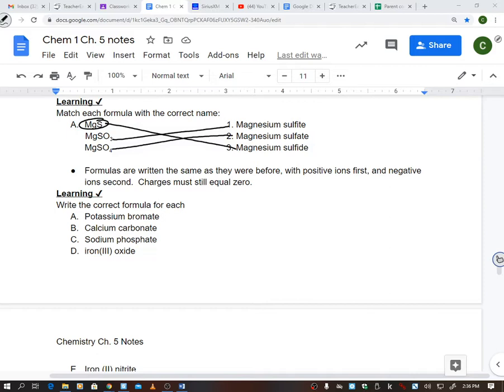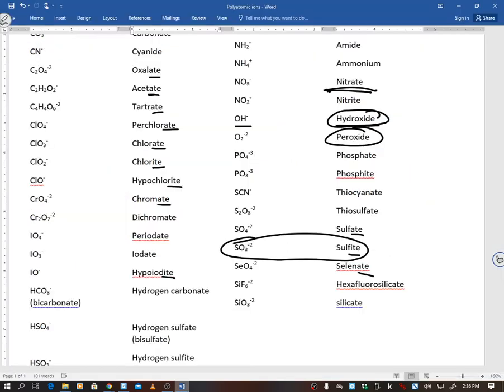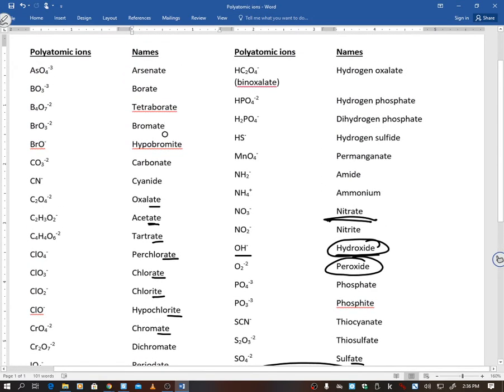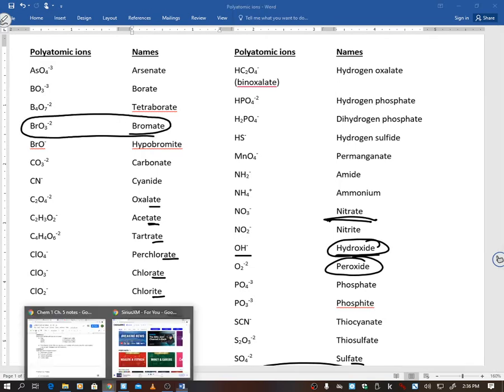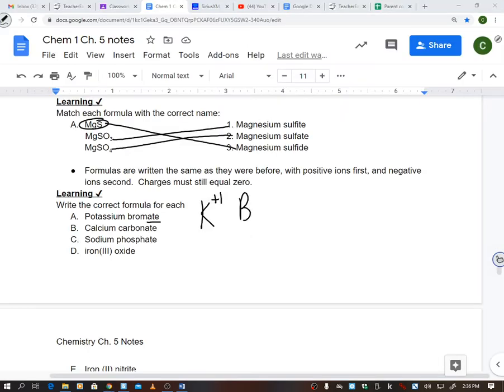So if I'm writing the formula, I've got potassium, which is a K. It's a +1. And I have bromate. Well, as soon as I see this ATE, I'm like, all right, it must be coming from this paper here. So now I'm going to look for bromate, which is right here. It is BrO3, and it is a -2. BrO3, -2. Now I still need these things to equal 0. So if I have a -2 charge, I need another potassium. Now that gives me a charge of +2 and -2.